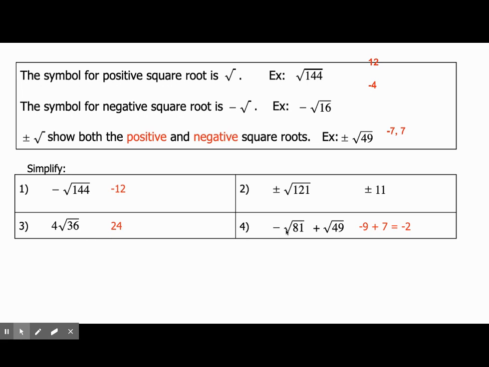This last example, you're going to simplify each of these square roots and then add them together. So the negative square root of 81 is equal to negative 9, and the square root of 49 is equal to 7. And negative 9 plus 7 gives you a sum of negative 2.